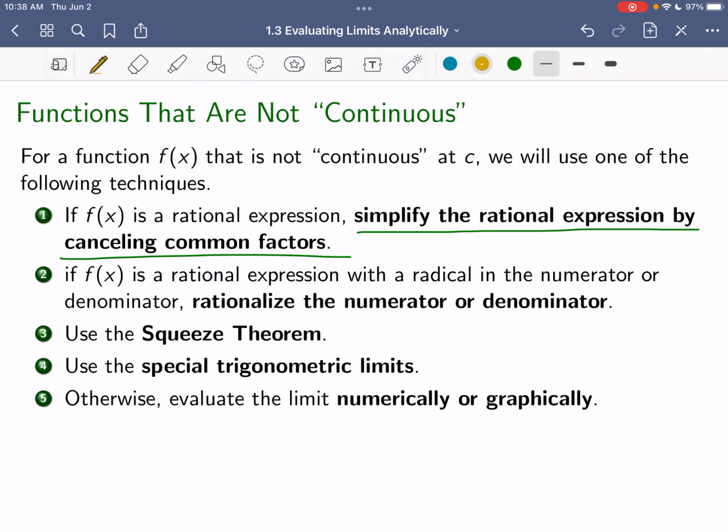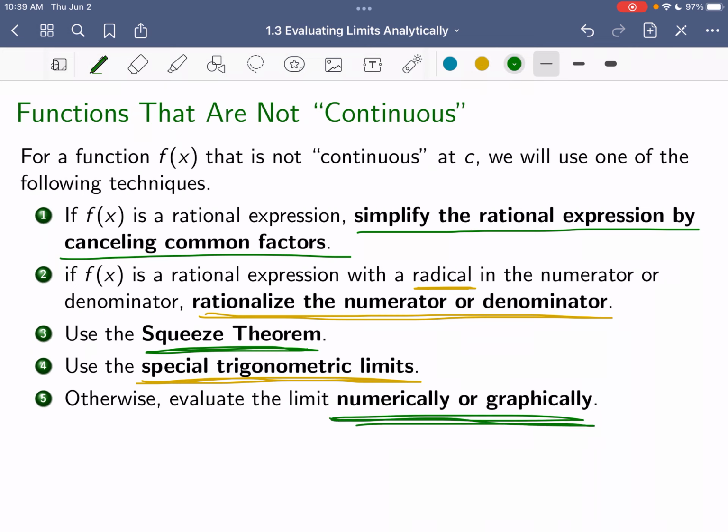If f of x is a rational expression with a radical in either the numerator or the denominator, we might try to rationalize the numerator or the denominator, and then see if that cleans things up, allows us to evaluate that limit. We might use the squeeze theorem, which we will talk about a little bit later on. There are some special trig limits that we might make use of, and we will talk about those. And if all else fails, we can evaluate the limit numerically or graphically.